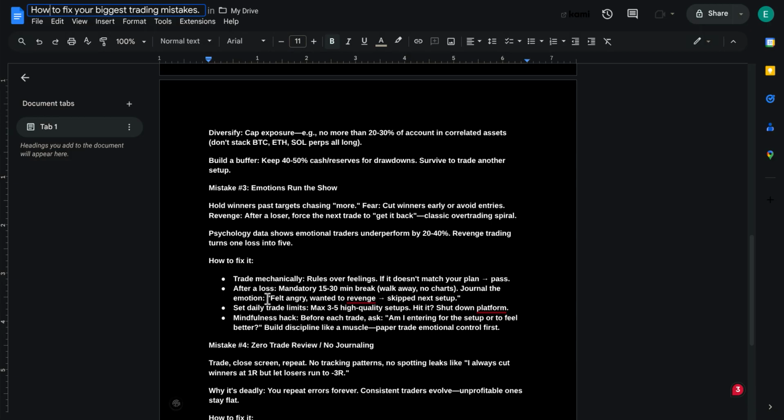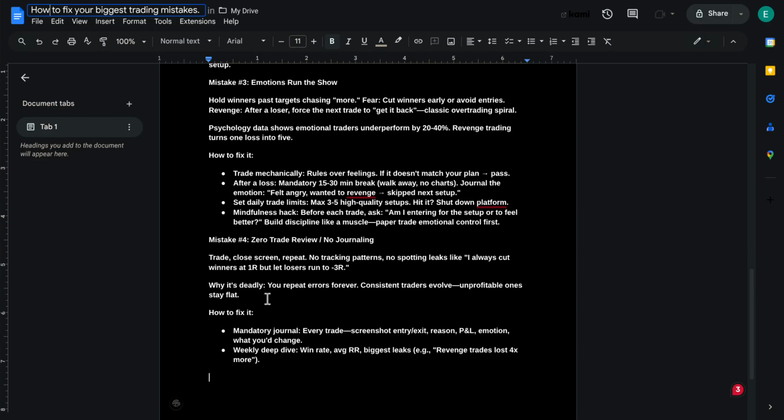And if you want a mindfulness hack, before you trade, ask, am I entering for the setup or to feel better? If you can't afford to lose that trade, just don't take it. Build discipline like a muscle and paper trade to learn emotional control first.